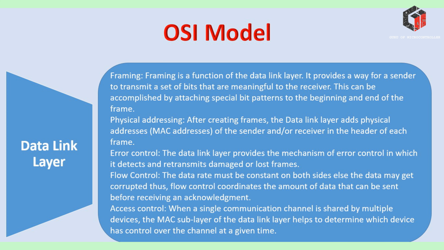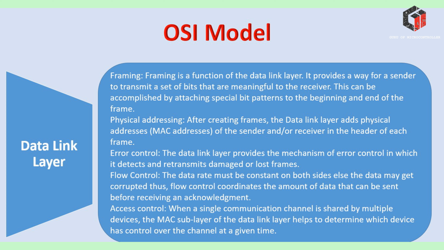Functions of the data link layer. Framing. Framing is a function of the data link layer. It provides a way for a sender to transmit a set of bits that are meaningful to the receiver. This can be accomplished by attaching special bit patterns to the beginning and end of the frame. Physical addressing. After creating frames, the data link layer adds physical addresses, MAC addresses, of the sender and/or receiver in the header of each frame.